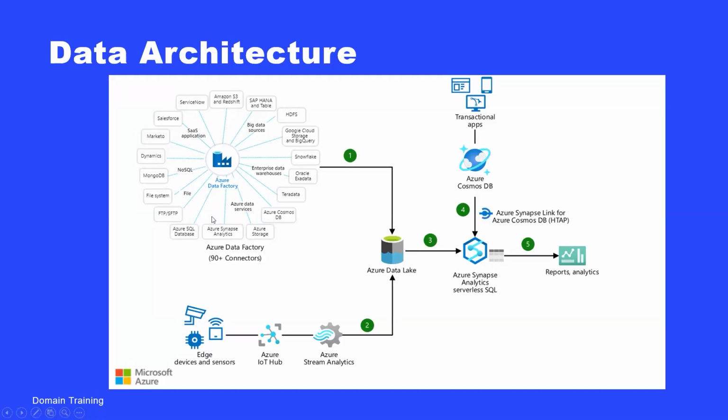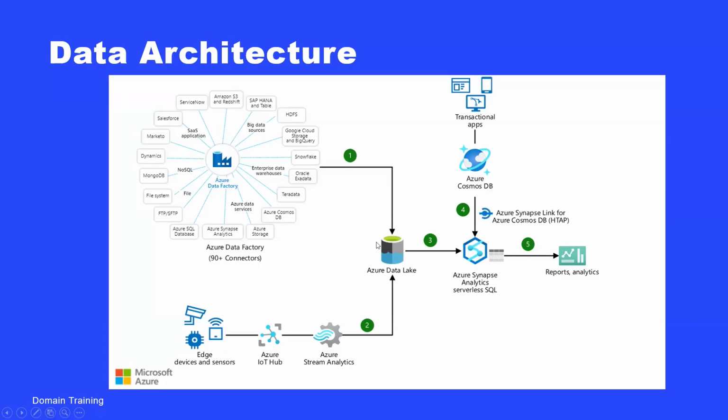So some of the data sources could be FTP, file system, MongoDB, NoSQL. You have your SaaS applications. You have integration to Salesforce, Amazon, SAP, HDFS, Big Data, Google Cloud Storage. You have your enterprise data warehouses like Oracle, Snowflake, Teradata. Then you have Azure Data Services also like Cosmos DB, Data Lake, and Synapse or SQL database. Multiple connectors with which you can ingest data.